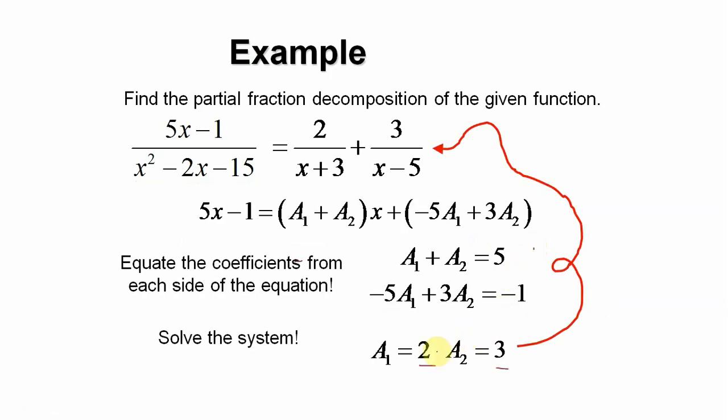Once I have the values of a1 and a2, now I can write them as a1 is equal to 2 and a2 is equal to 3. So I'll get 2 upon x plus 3 and 3 upon x minus 5. Now this is the partial fraction decomposition of this expression. If you want to verify, you can again solve it, multiply the denominators, cross multiply, and you will get this expression back. I suggest you verify it, so that the system will be clearer to you.